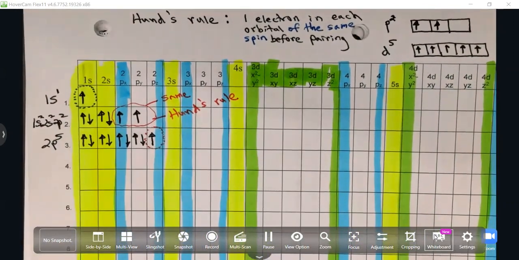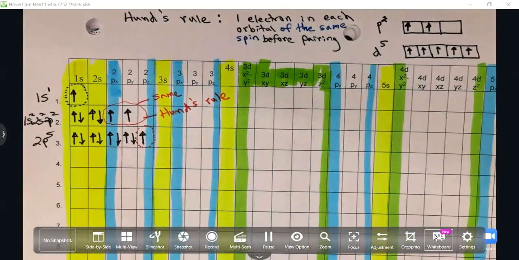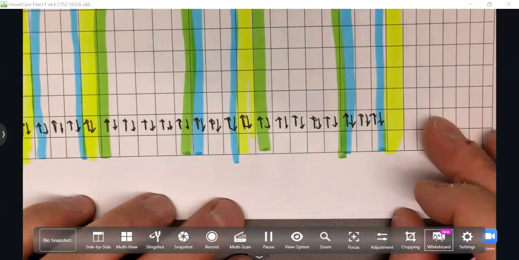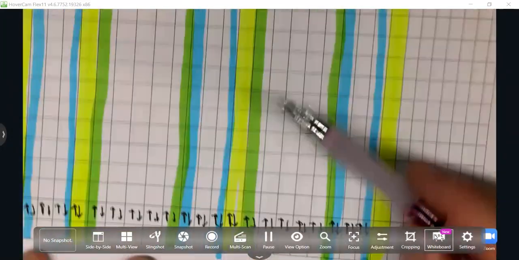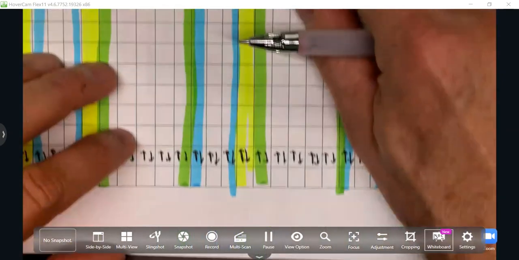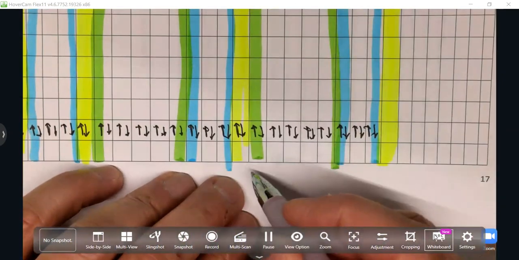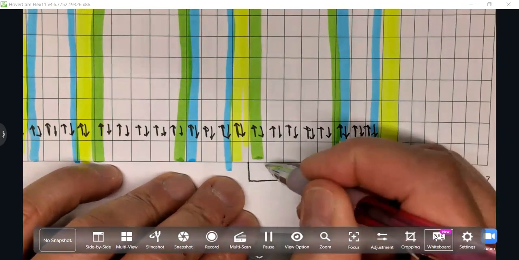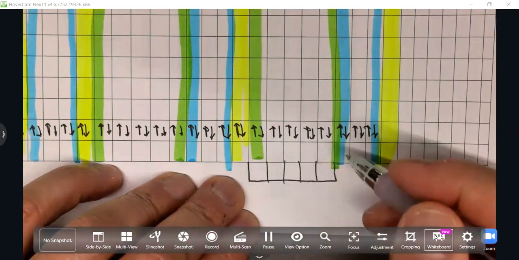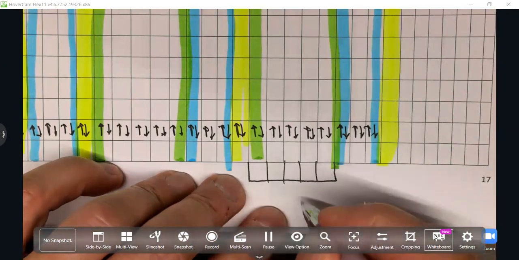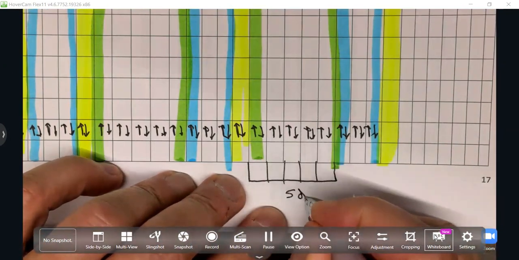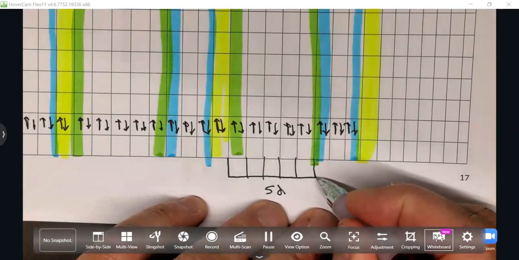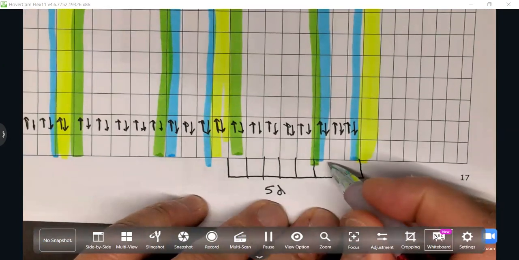It looks like on the last one, I could not fit this. So on the last problem, this is my 4D. I just couldn't get this to fit. So on the last problem, you're going to need this. Let's just fix it here. You're still going to need a 5D. And you're going to need a 6P. We'll finish the last one.